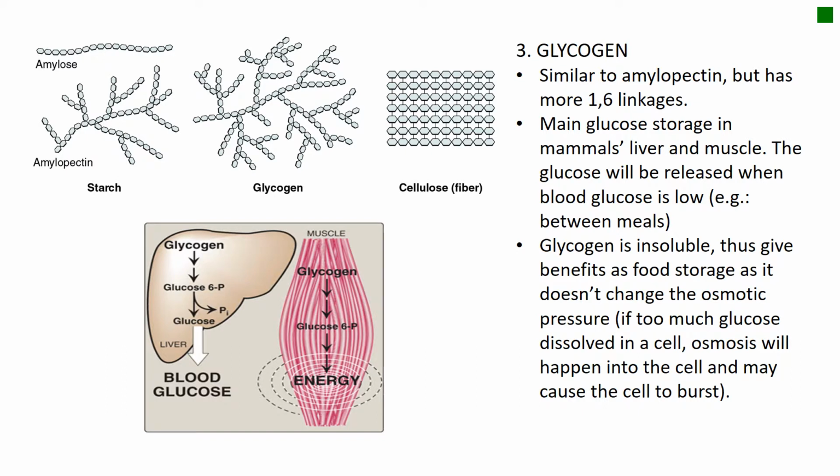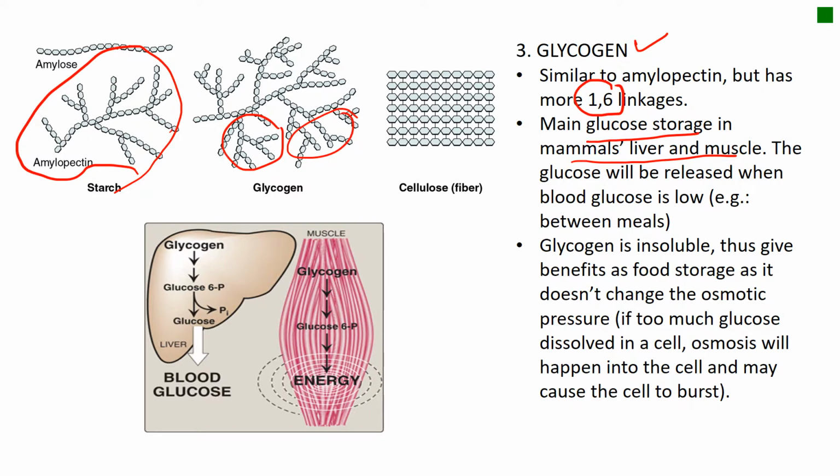Alright, here comes the last thing that you have to learn from polysaccharide, which is glycogen. So glycogen is actually the main glucose storage in mammalian liver and muscle. So this is for animals. Basically, they are very similar to amylopectin. However, glycogen simply has more 1,6 linkage, which means more branches. As you can see from here, the amylopectin has some branches, but glycogen has even more.